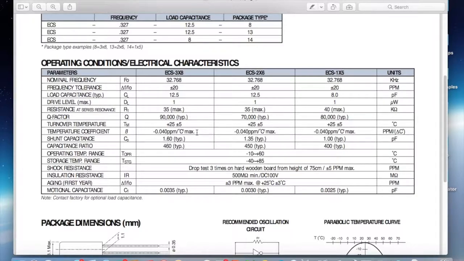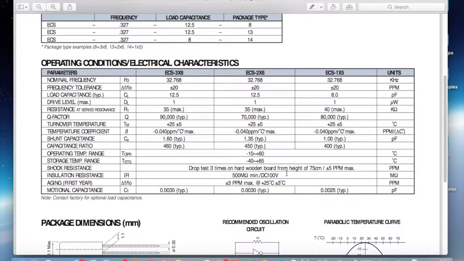What else? Temperature coefficient. This will drift a little bit with temperature, of course. 0.04 parts per million per degree C maximum. Shunt capacitance. I believe this is the capacitance I mentioned of the leads, the electrodes, the physical holder of the crystal. This is 1.6 picofarad, typical. Has an operating temperature range of minus 10 to plus 60 degrees C.